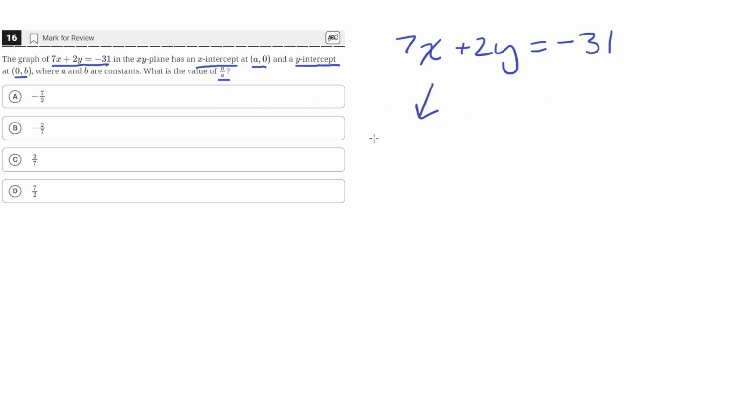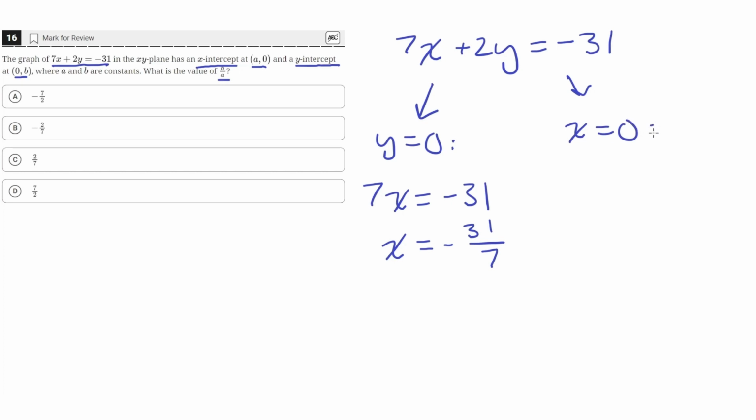So for the x-intercept, we need to solve for the value of x when y equals 0. So when y equals 0, we're left with 7x equals negative 31, since 2 times 0 is just 0. So then x equals negative 31 over 7. And then for the y-intercept, we need to solve for the value of y when x is equal to 0. So when x is equal to 0, 7 times 0 is 0, and we're just left with 2y equals negative 31. So then y is equal to negative 31 over 2.